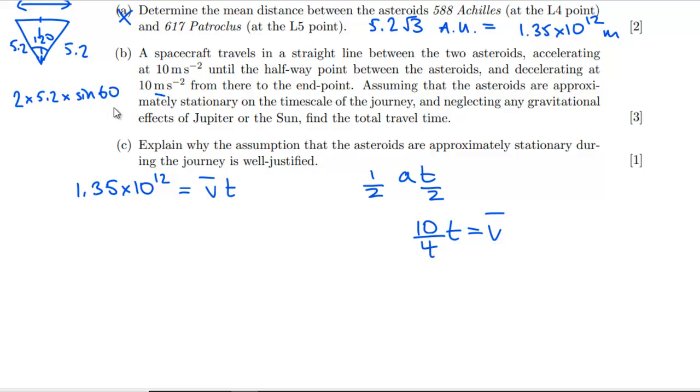Okay, so we can just stick all of this in here. We've got 1.35 times 10 to the 12 is, actually I'm going to leave that as 10 over 4 because it's going to make things a little bit easier.